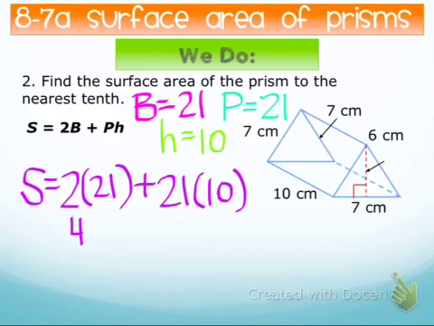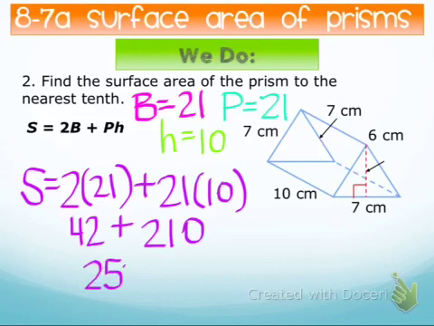So 2 times 21 makes 42. Add to that, 21 times 10 is 210. And then we add 210 plus 42. We're going to get 252. And this is centimeters. And because we're doing area, I did the wrong one. It should be squared.